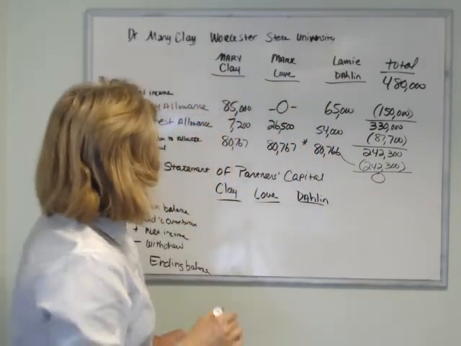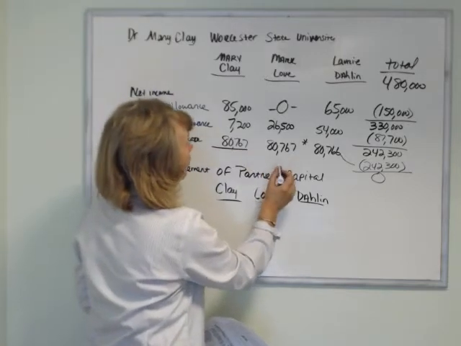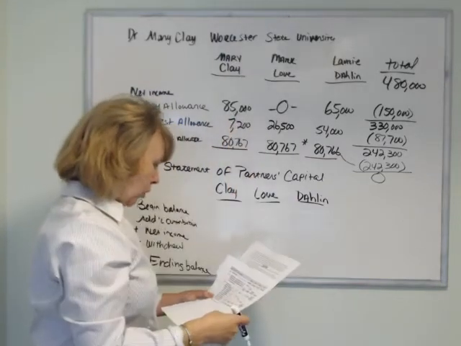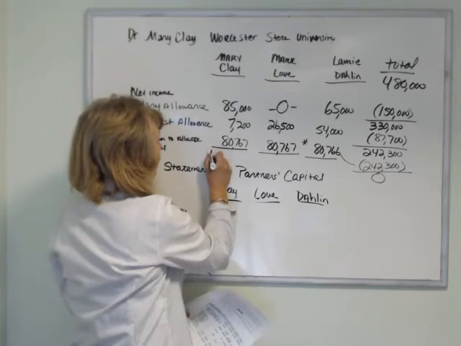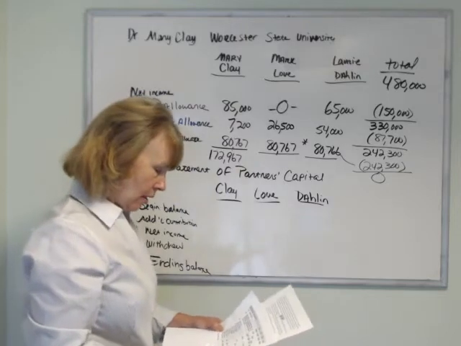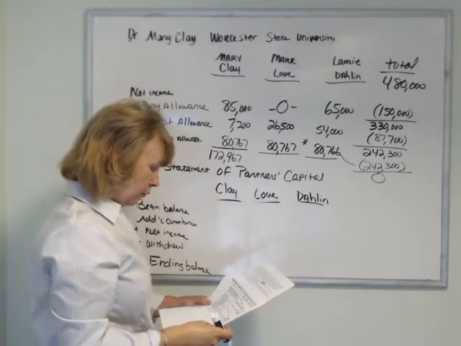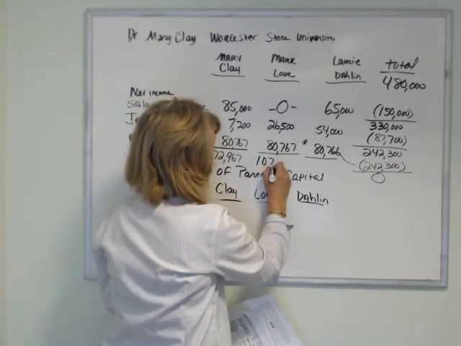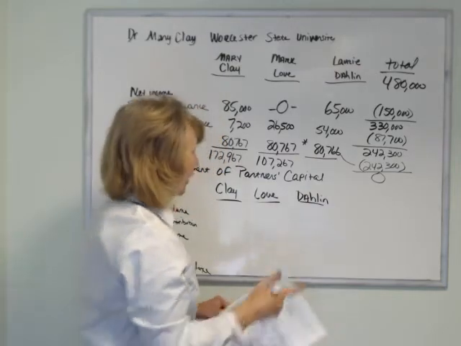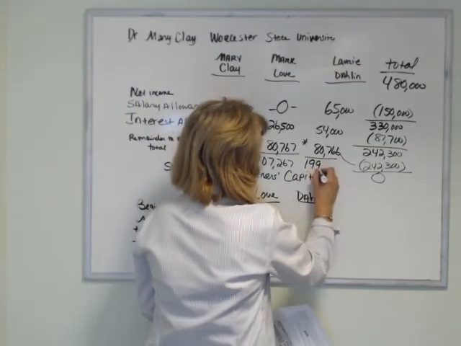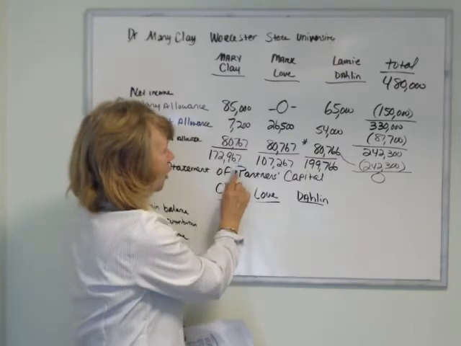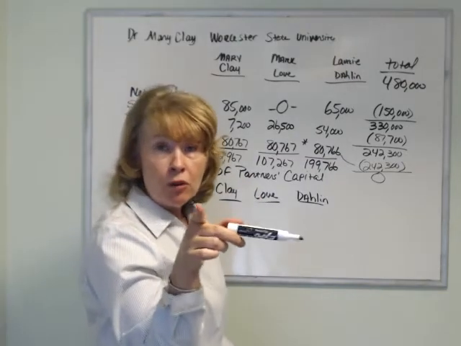All right, now we have to total down, very important, for each partner. So Clay, we're going to total down. Clay will get 172,967. We're going to total down, and Love will get 107,267. We'll total down, and Delene will get 199,766. Okay? All right, so I always double check my math, and don't forget to do this.